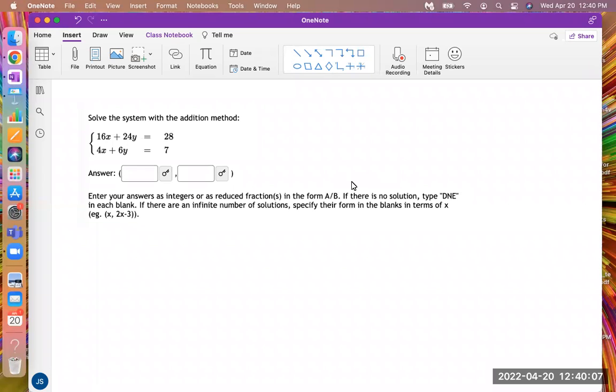Okay, hi. I'm going to help you work out this system of equations using the addition method, but we're going to see a problem where it's a dependent system, meaning that there's infinitely many solutions.